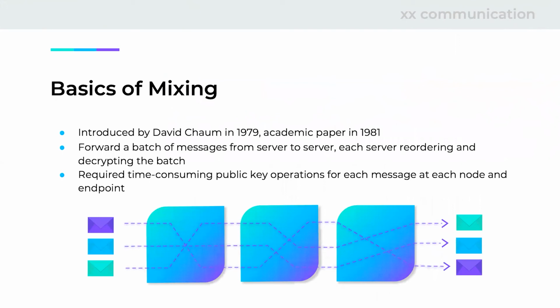Now, the basic idea of a mixed network is simple. In this example here, we have three nodes mixing three messages, and each node reorders the messages. Now, what you don't see on this diagram is that as they're reordering, they either decrypt or re-encrypt or encrypt these messages so that you can't do bit comparisons to see which input is which output. And then at the end, these messages come out unencrypted.